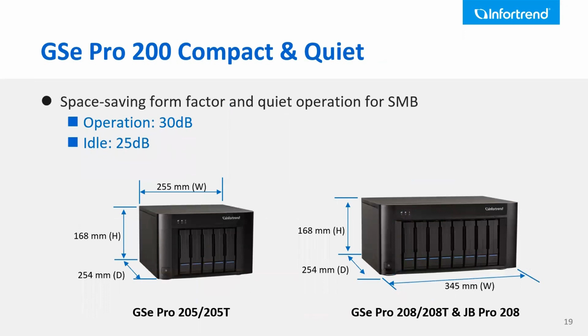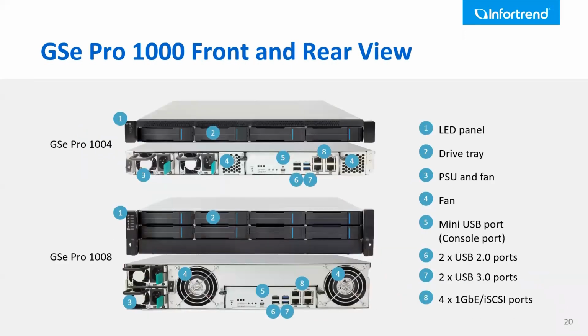the JBar Pro 208. Current slide shows the rear and the front view of the GSe Pro 1004 and 1008 model series with the LED panel, drive tray, PSU and fan, mini USB port, also called the console port, with the two USB 2.0 ports, plus equipped with the two USB 3.0 ports, plus four 1 GB iSCSI ports.